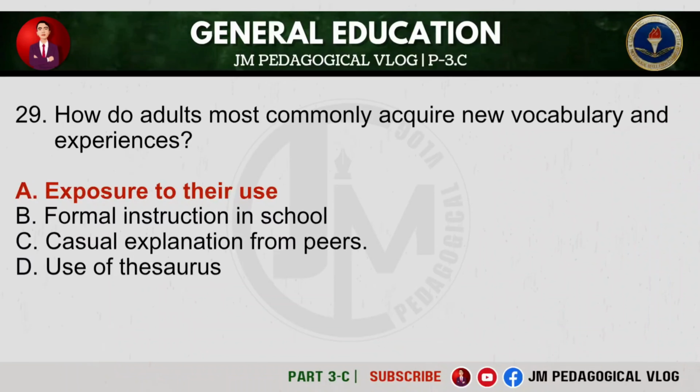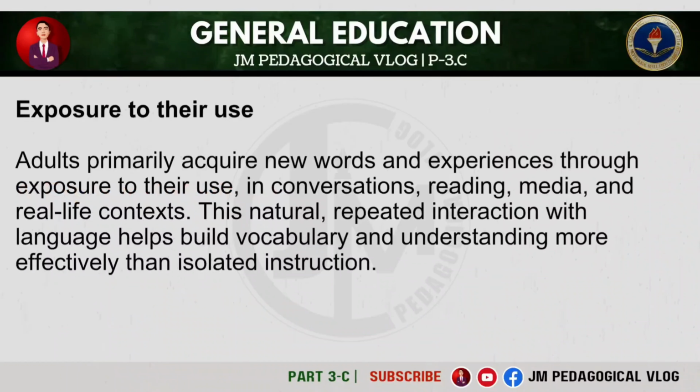A. Exposure to their use. Adults primarily acquire new words and experiences through exposure to their use, in conversations, reading, media, and real-life contexts. This natural, repeated interaction with language helps build vocabulary and understanding more effectively than isolated instruction.